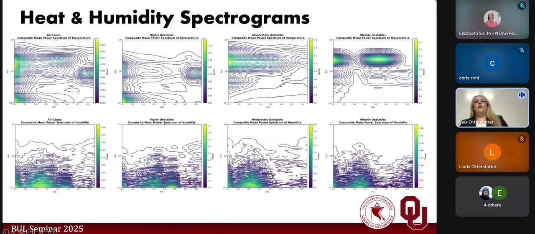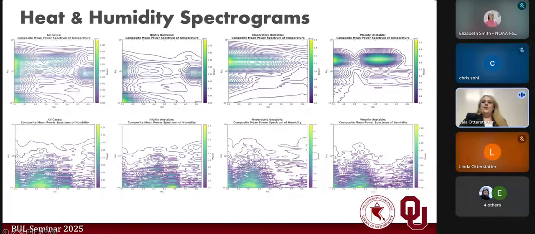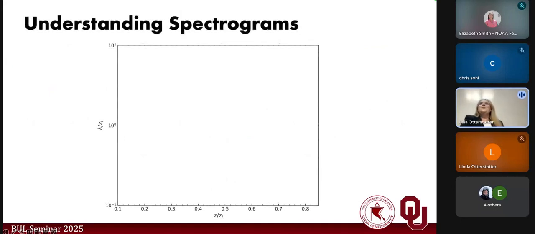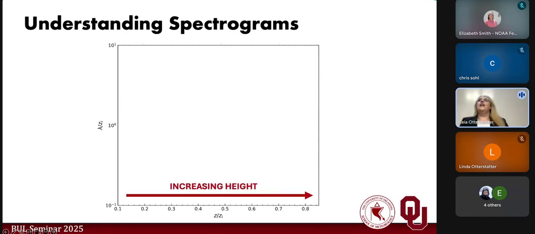So these are heat and humidity spectrograms. Trust me, they look a little strange. I am here to teach you how to interpret them. It took me a while to fully understand these plots as well. So before getting into that, understanding spectrograms. So this is a blank one. Z over zi is on the x-axis, so that is increasing height. And then on the y-axis, this is increasing scale. So looking at normalized wavelength here.